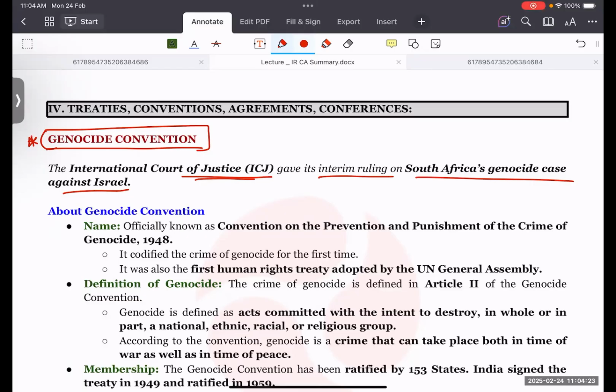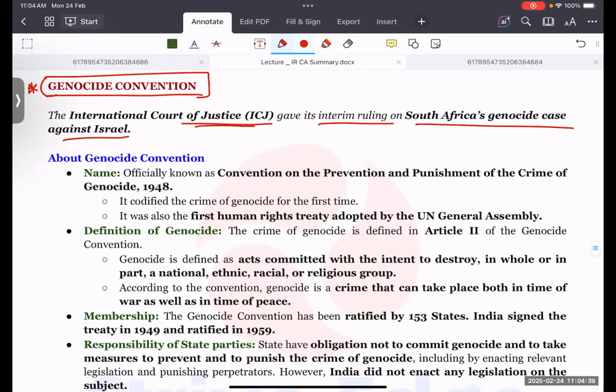In the International Court of Justice, South Africa has filed a case against Israel on the matters of genocide, not against the Hamas, it is against the Gaza and the Palestinian people in those regions. Now clearly we'll be looking into what this particular Genocide Convention is. The name that we popularly call the Genocide Convention is officially known as the Convention on the Prevention and Punishment of the Crime of Genocide.